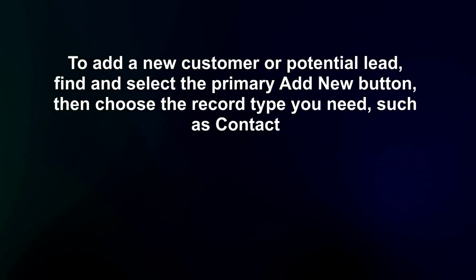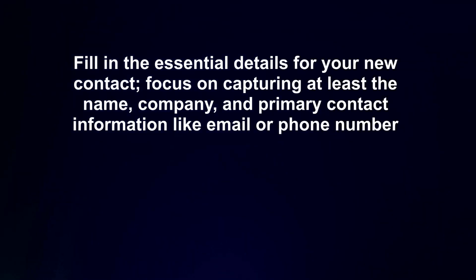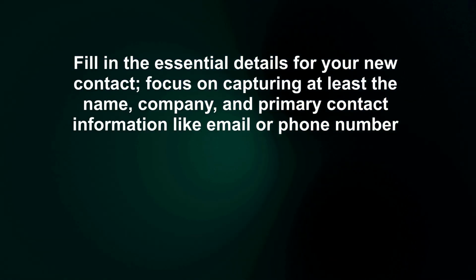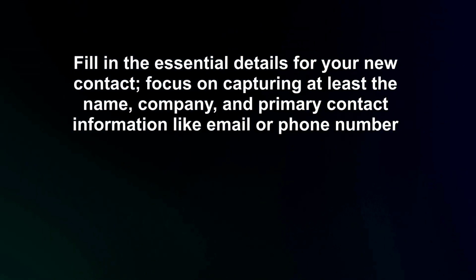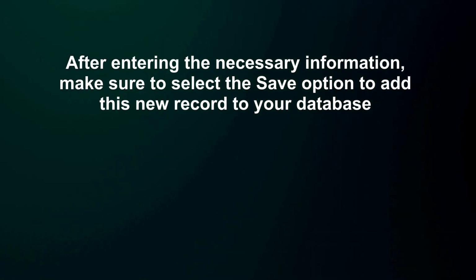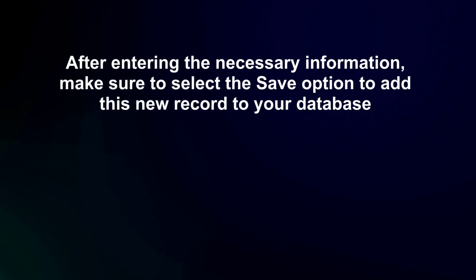Then choose the record type you need, such as contact. Fill in the essential details for your new contact. Focus on capturing at least the name, company, and primary contact information like email or phone number. After entering the necessary information, make sure to select the Save option to add this new record to your database.